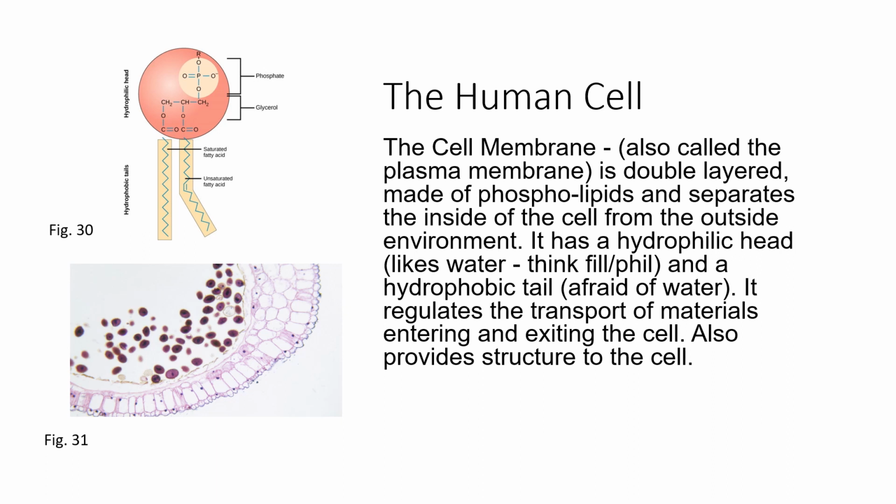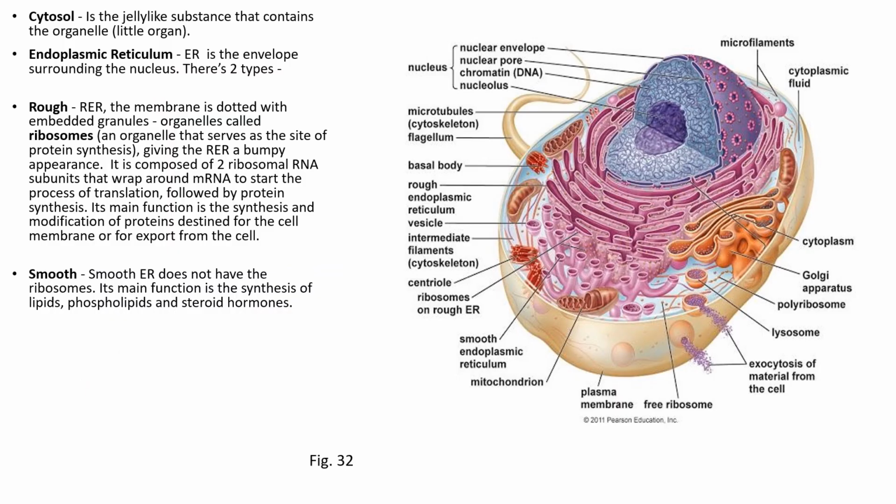It has a hydrophilic head, which means that it likes water, and then a hydrophobic tail, which is afraid of water. And it regulates and transports materials entering and exiting the cells and provides structure to the cell. Then we have our cytosol, which is the jelly-like substance contained in the organelles.